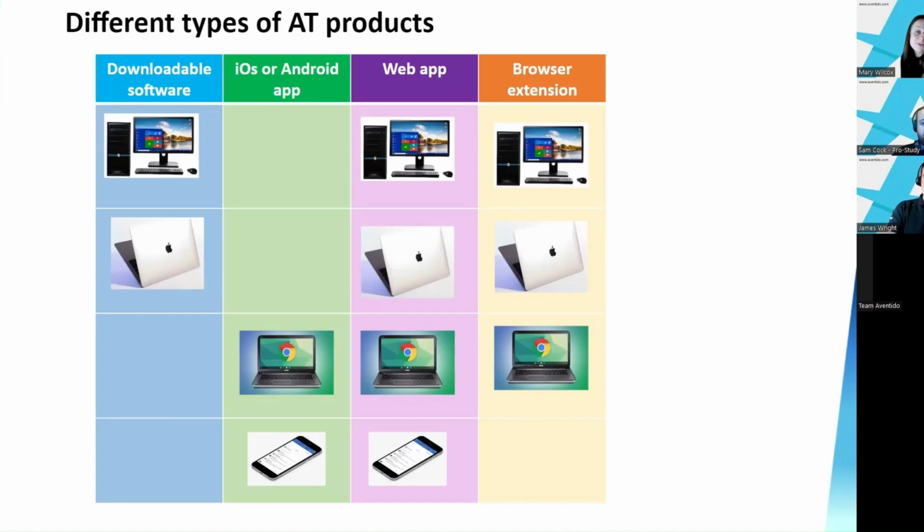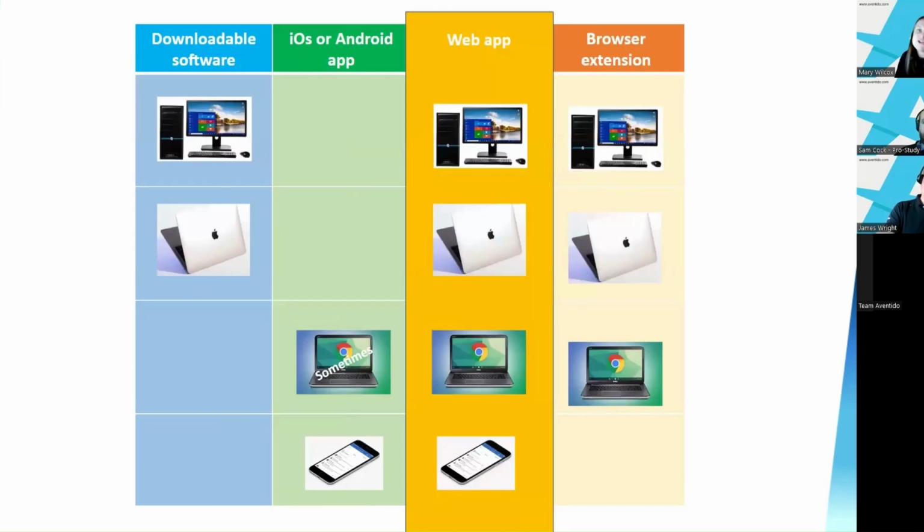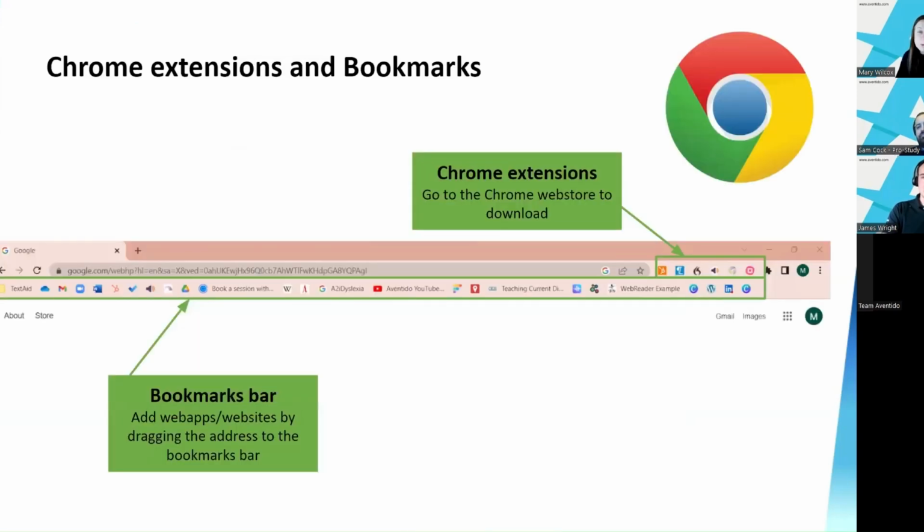Okie dokie. So some assistive technology has all of this: a downloadable software, an app for your phone, a web app, and a browser extension. So some have all four, most have a couple of them. There's not many that are just software and don't do anything else. As you can see, web app is on every device. So that's a big advantage of some assistive technology, that you can access it everywhere, which is what you want, isn't it? You don't want to be restricted.